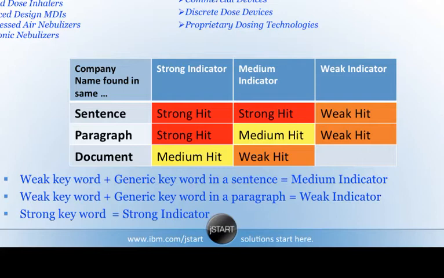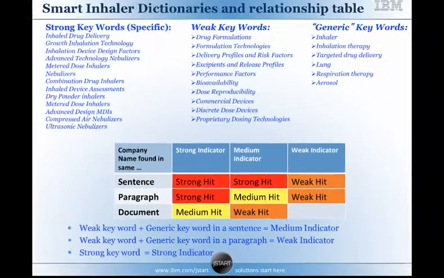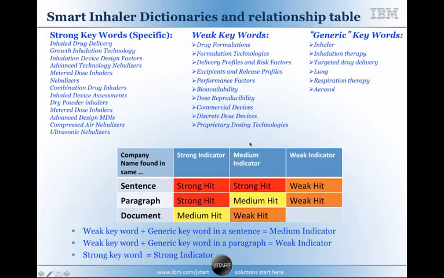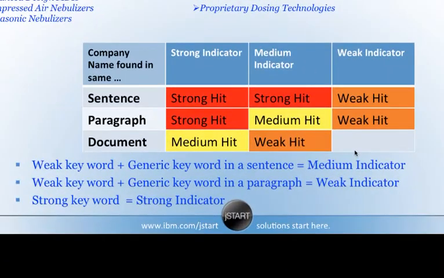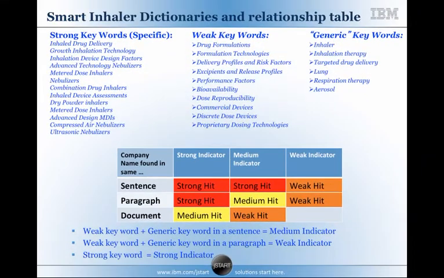The key concept is that the OTT staff is looking for company names associated with these keywords. The relationship table of strong and medium hits is shown here. So if a company name is found in the same sentence or paragraph with a strong keyword, then we consider it as a strong hit. Now, let's show the NLP utility in action so that we can see how this particular text analytics model was built.